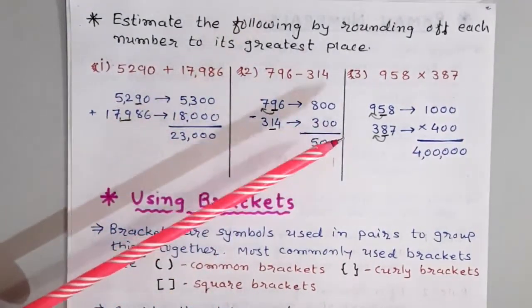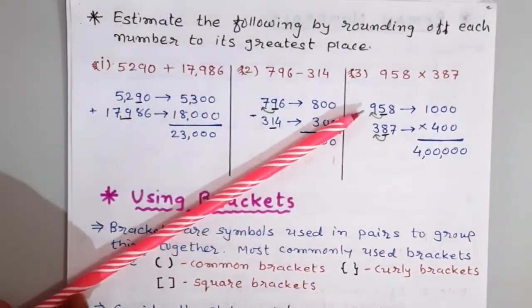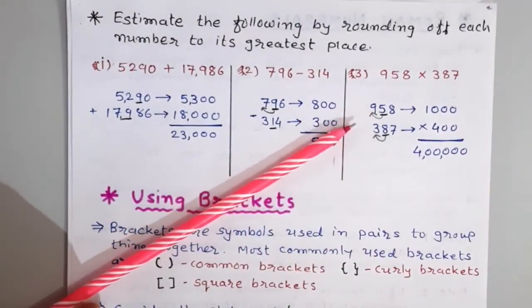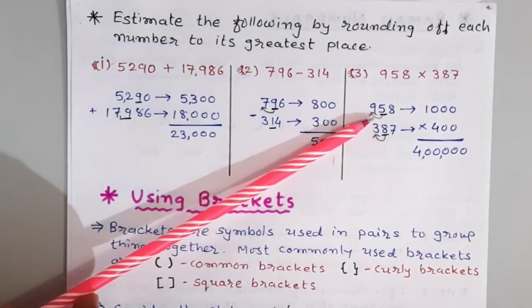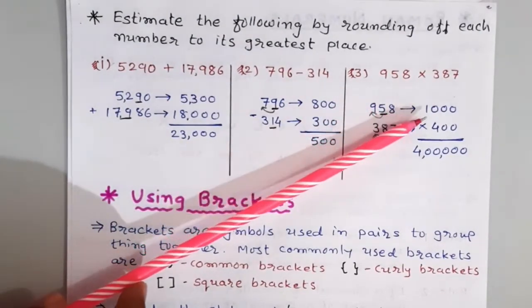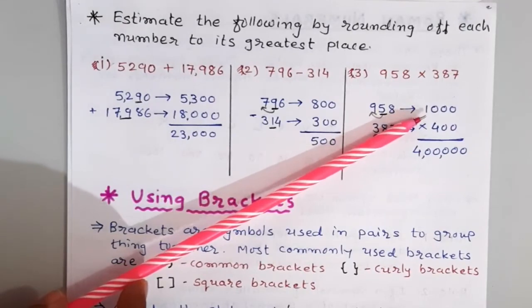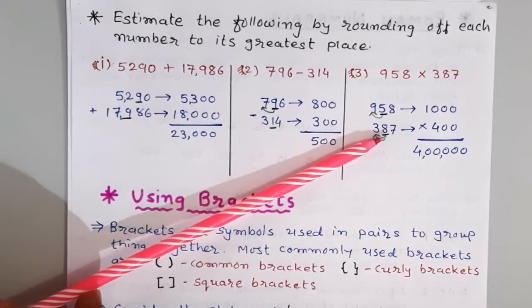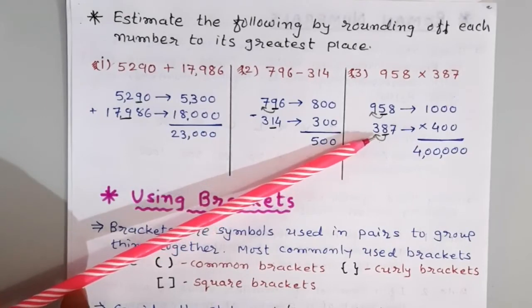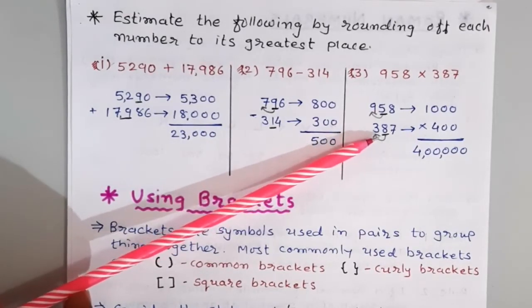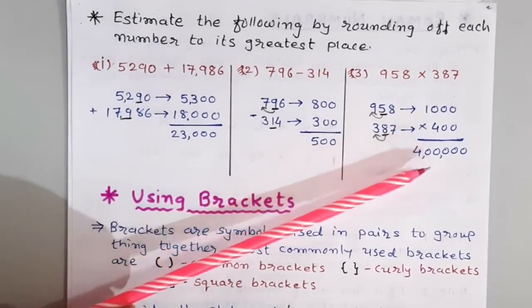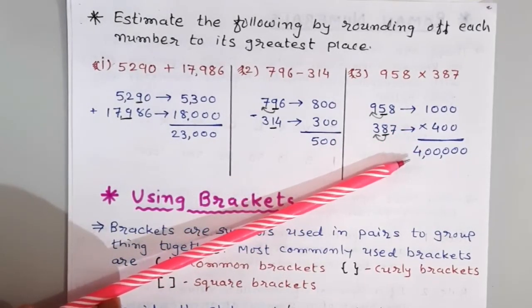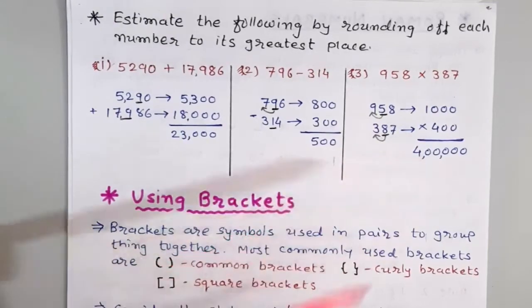If we take multiplication, 958 multiplied with 387. Now see carefully, 5. Now we have to increase 1 in the hundreds place, so the estimation will become 1000. And 8 is also greater than 5, so we have to increase 1 at the hundreds place, so the estimation will become 400. Now 1000 into 400, and the estimation will be 4 lakh.